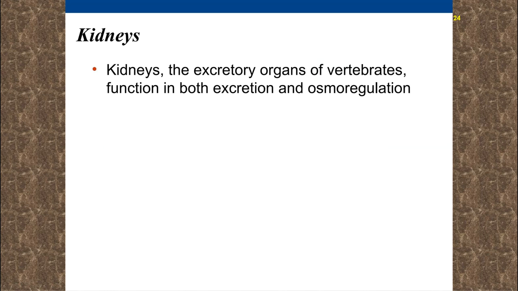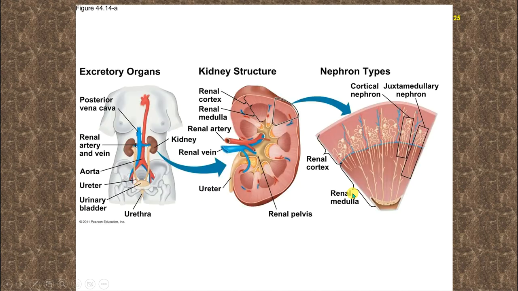Whereas the kidneys are the developed excretory organs of almost all the vertebrates, and they function in both excretion and osmoregulation. These kidneys are present on both sides of the body of almost all animals, and there will be right and left kidneys in human beings, and it is a very common trend in all the vertebrates.